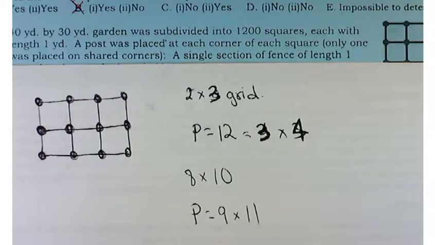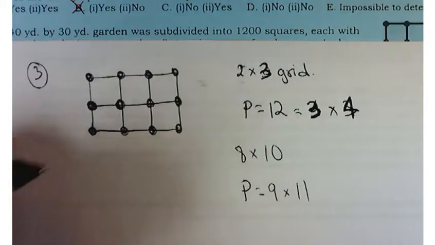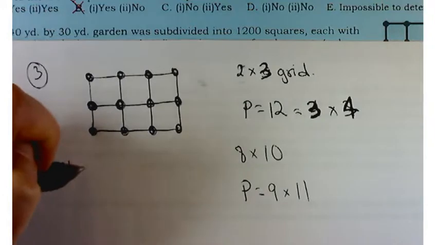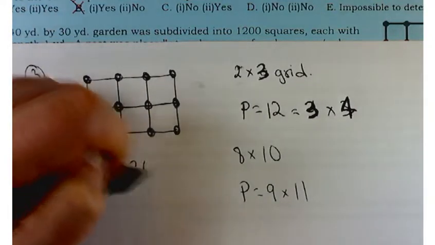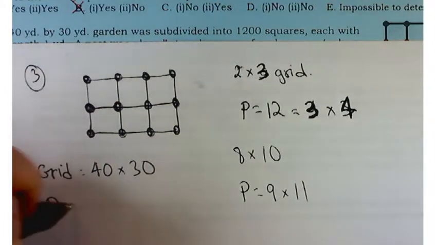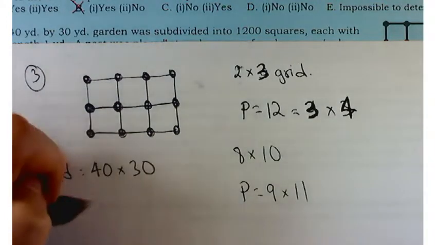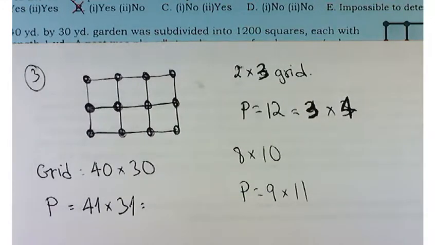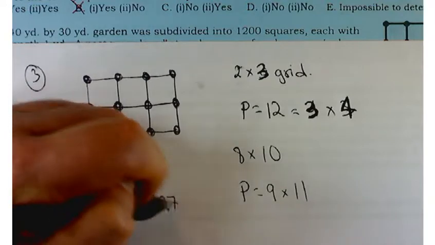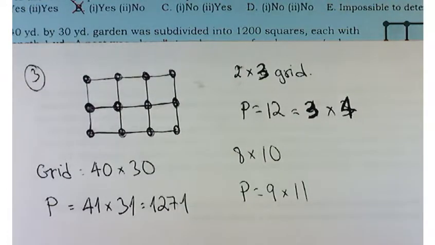Does that make sense? Okay, so if we want to calculate the number of posts for our situation, our grid is, what do they say? 40 by 30. Okay. So the number of posts is going to be 41 by 31, which happens to be, you have a calculator with you, 1,271. Okay, I already have P. Neat. Now let's go for the other part.